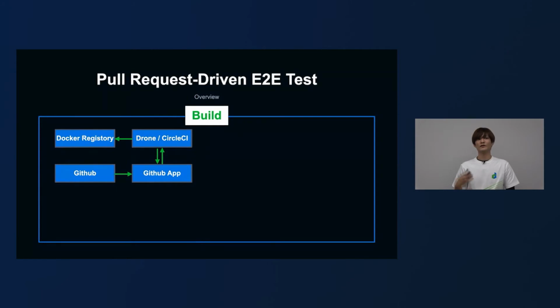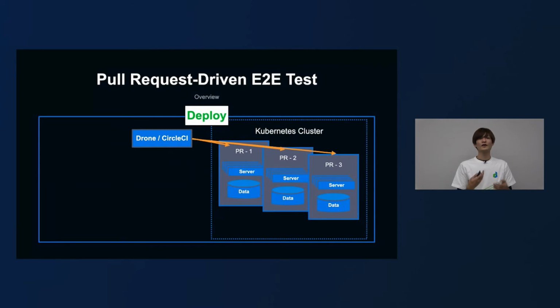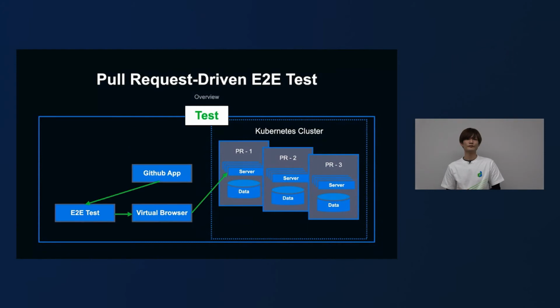And in line with the lifecycle I talked about, for instance, when the GitHub app detects that a pull request has been made, it will build and register a Docker image on the CI service. After that's done, on the Kubernetes cluster, services are deployed pull request by pull request. And for each pull request, data independence needs to be ensured. In other words, the database and related data necessary for E2E tests are deployed in Kubernetes as pods.